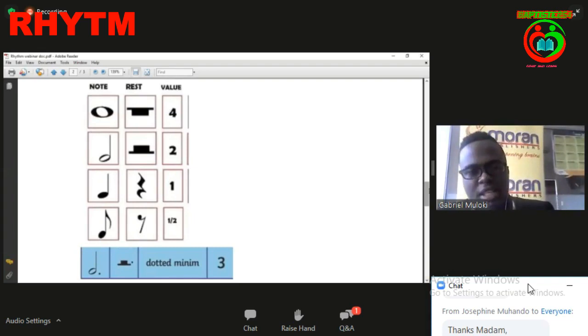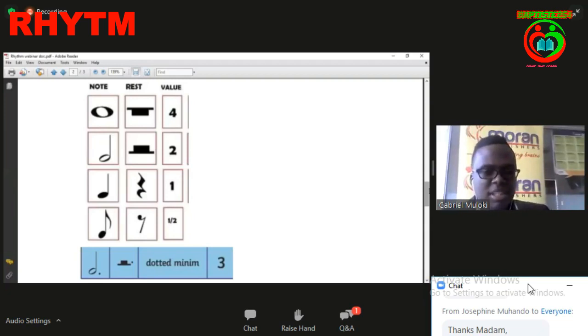So as the semibreve has 4 counts, it also has an equal number of rests. The rest symbol is there, a rest which also values 4 counts. The next rest symbol is that of the minim, and the minim rest, we can see the symbol of the minim there, and it also has 2 counts.